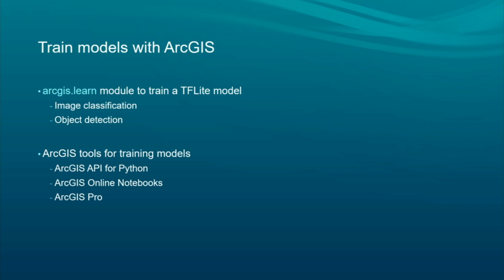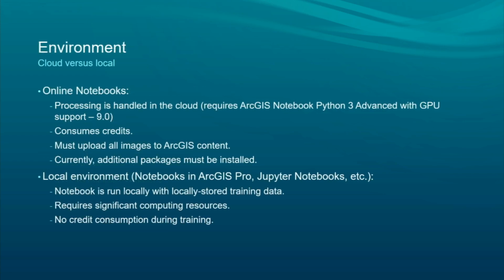Also, keep in mind that there are several approaches to using the ArcGIS API for Python, such as running notebooks locally with Jupyter Notebooks or ArcGIS Pro, or running notebooks in ArcGIS Online. And there are pros and cons to each of these approaches, which is what we'll take a look at in the next slide.